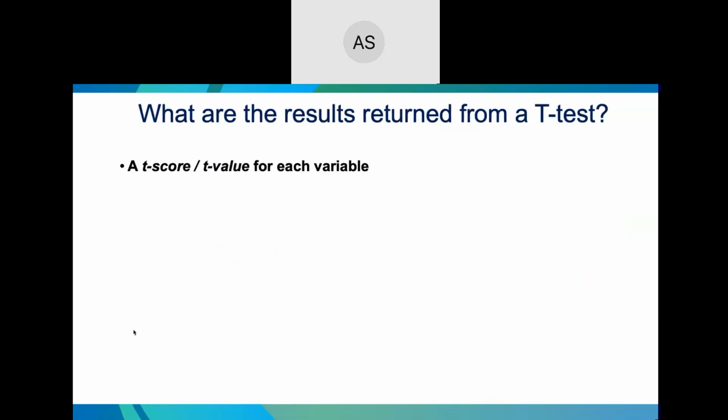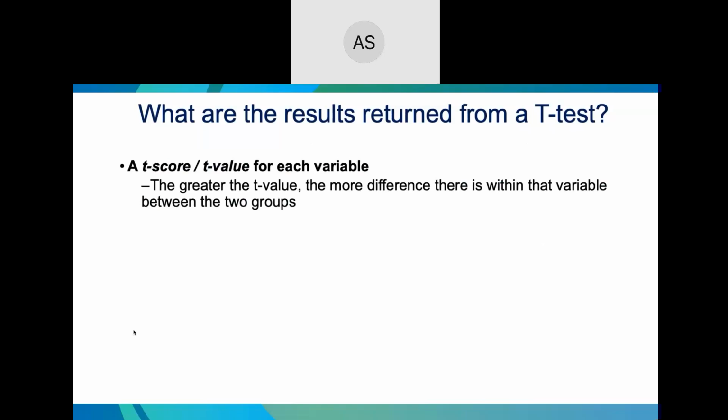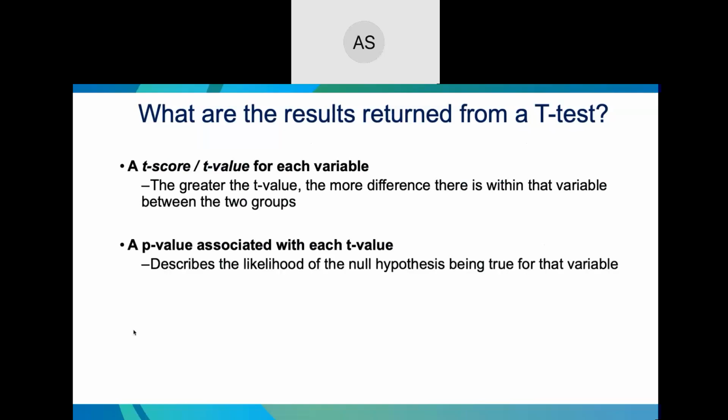And then after the t-test, we get the t-score for each variable, and we know the greater the t-score or t-value, the more difference there is within that variable between the two groups. And also, the t-test calculates a p-value, which is associated with each t-value. And this p-value describes the likelihood of the null hypothesis being true for that variable.